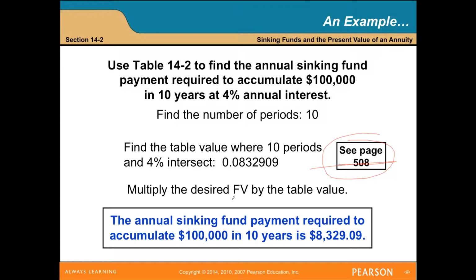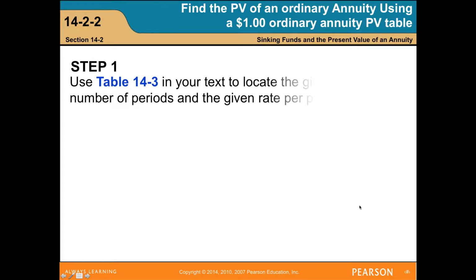Then you multiply the desired future value by the table value, and that's all you do. The annual sinking fund payment required to accumulate $100,000 in 10 years is $8,329.09.